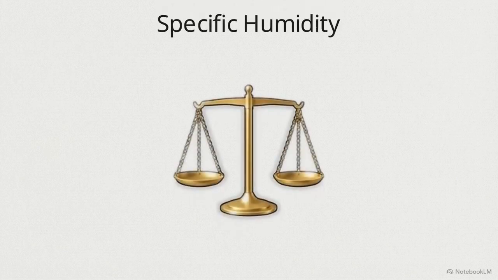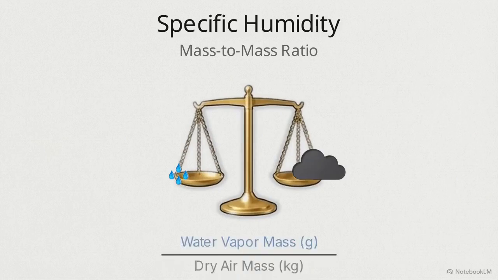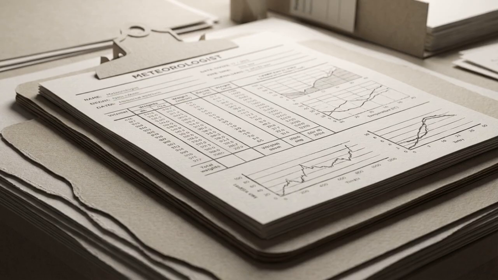Meteorologists also use specific humidity. Instead of a fixed volume of space, it compares the physical weight of the water vapor directly against the weight of the dry air holding it. These measurements are highly accurate for telling us exactly how much water is present.